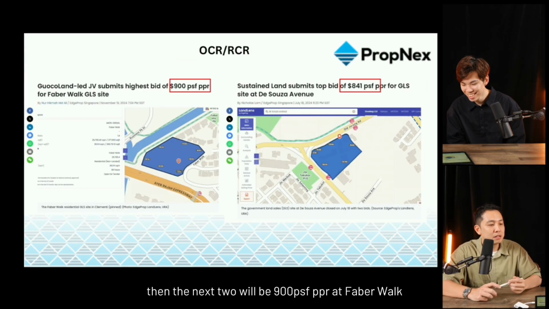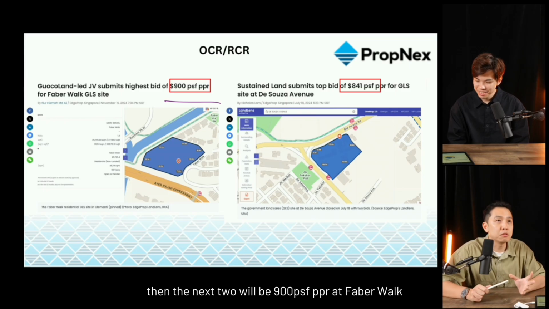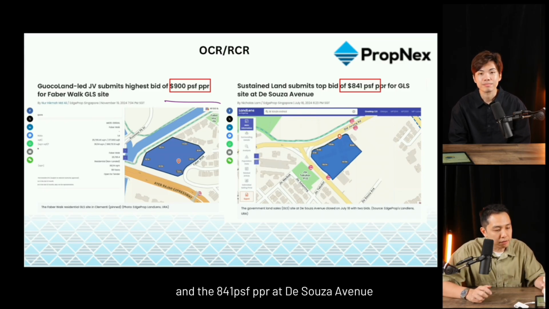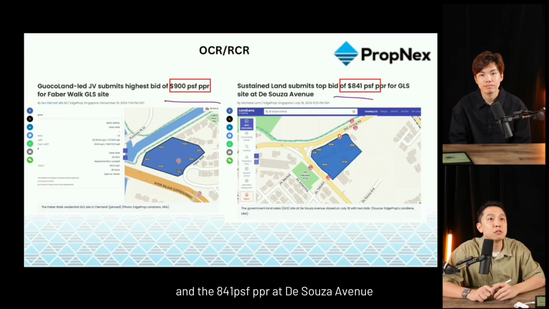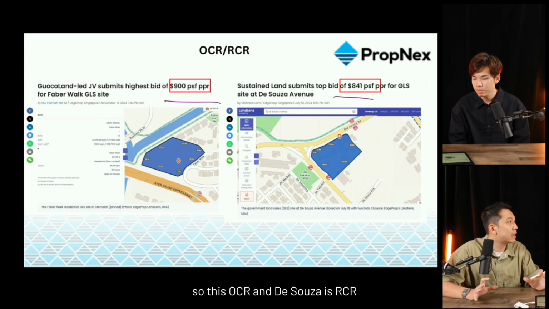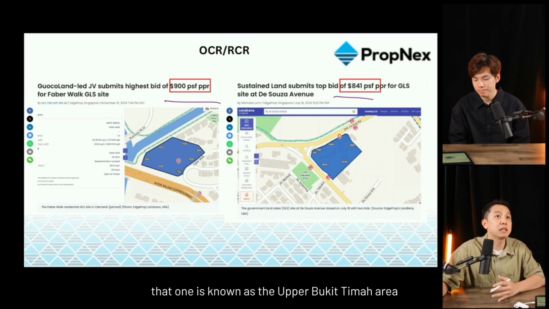Then the next two will be 900 per square foot at Faber Walk, and 841 per square foot at De Souza Avenue. So Faber Walk is OCR and De Souza is RCR. That one is known as the Upper Bukit Timah area lah.